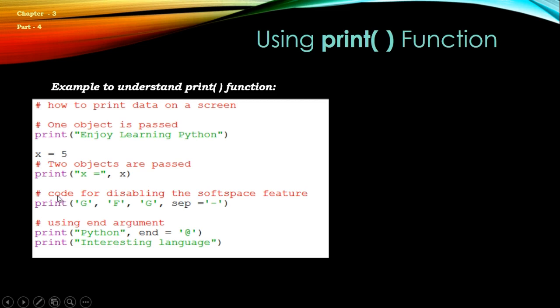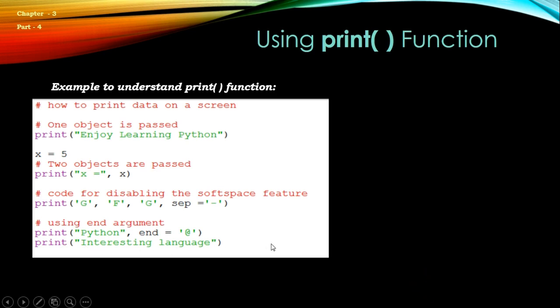Similarly, the next is code for disabling the soft space feature. That means by default the spaces will be there. Now I will remove the space and instead put a hyphen, that is a dash. So print g comma f comma g comma f comma g, and one argument is given, sep is equal to dash. Similarly, the next code is using the end argument: print Python, comma, end is equal to at the rate, then print interesting language.